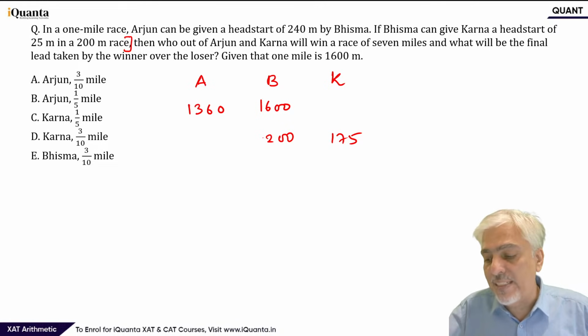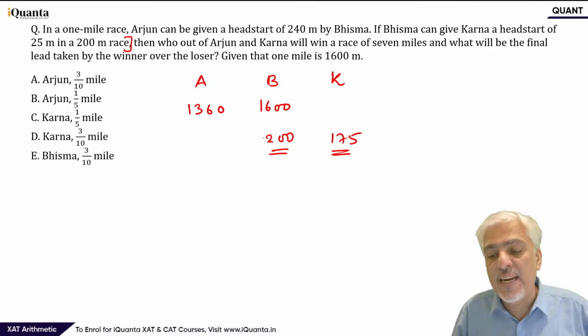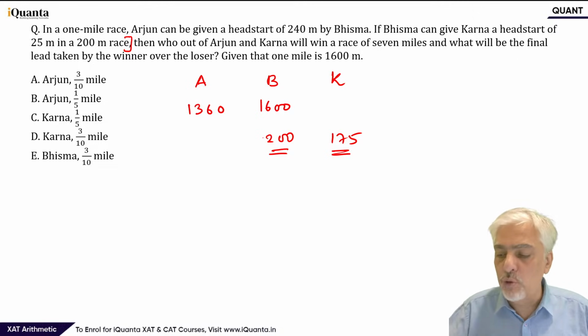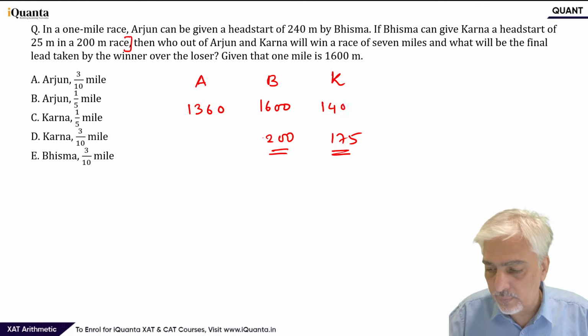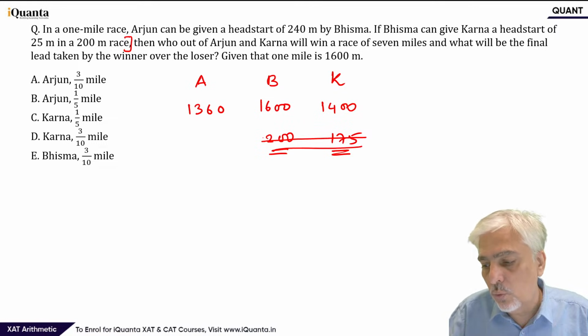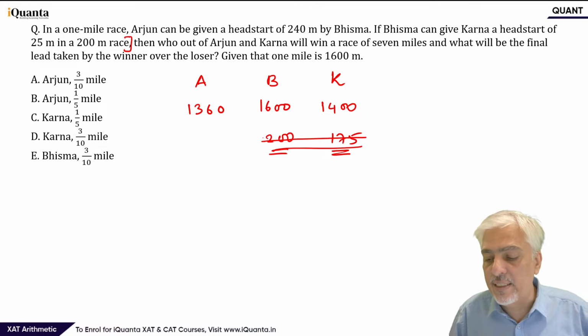We can actually multiply this by 8. 8 times 200 is 1600, so 175 times 8 will be 1400. Are we clear till here? So this is not needed now. Once you get that 1400, this is not needed.